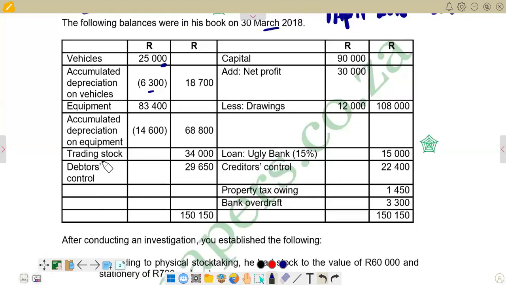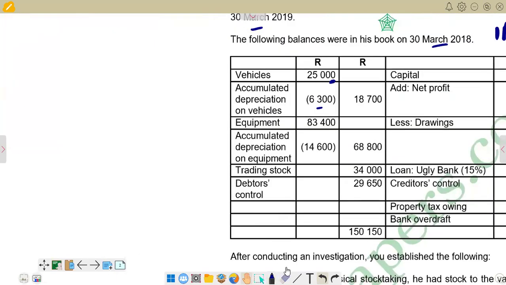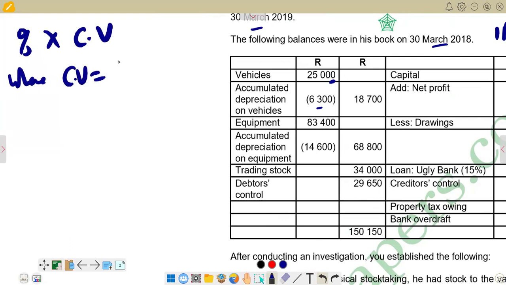If you come here, you would see that our cost at the beginning for vehicles is 25,000 and accumulated depreciation is 6,300. Remember, the formula that we use to calculate depreciation using the diminishing balance method is a percentage times our carrying value, where our carrying value is equal to our cost minus our accumulated depreciation. So to get the carrying value, we first have to calculate it. Our cost is 25,000, and then we subtract accumulated depreciation, which is 6,300.